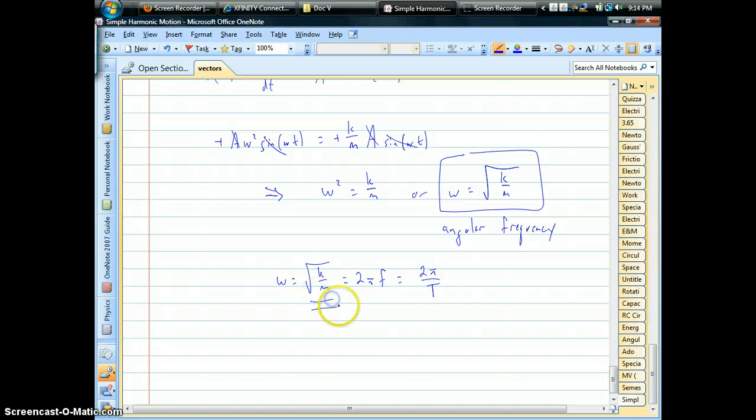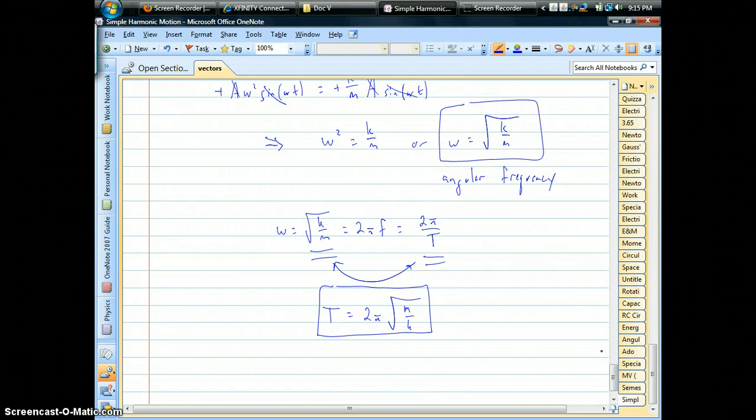Now if we solve for the period using these two expressions, we get another little expression. It's going to be a factor of 2 pi times the square root of m over k. So this is what we can use to find the period of a spring.